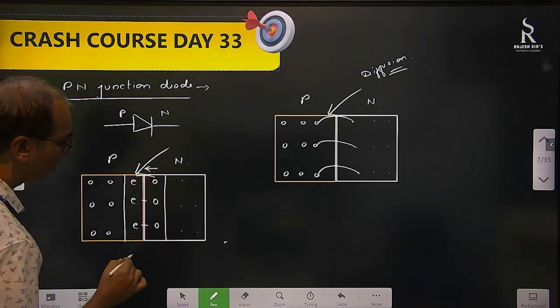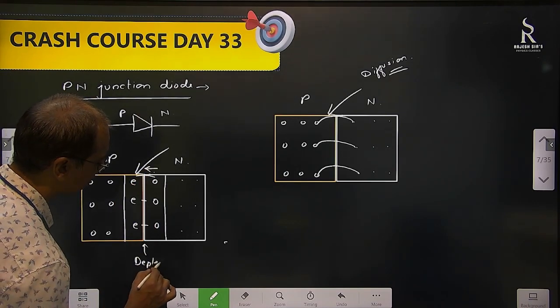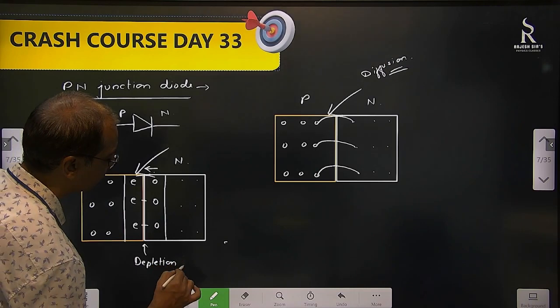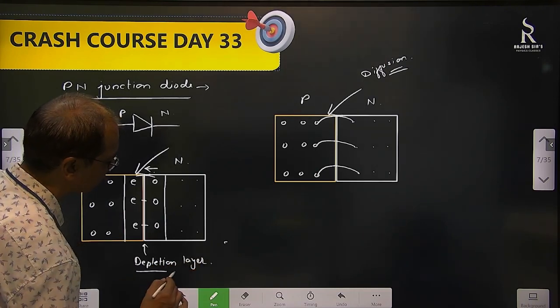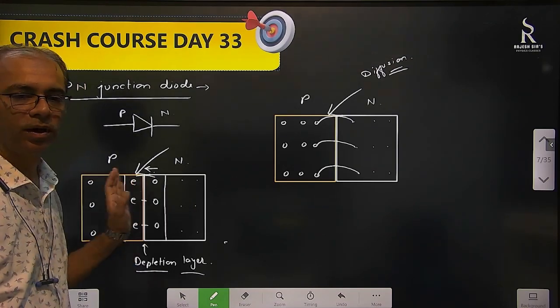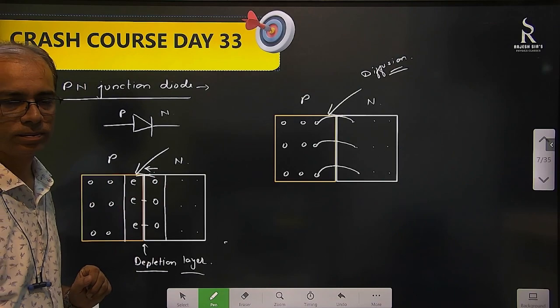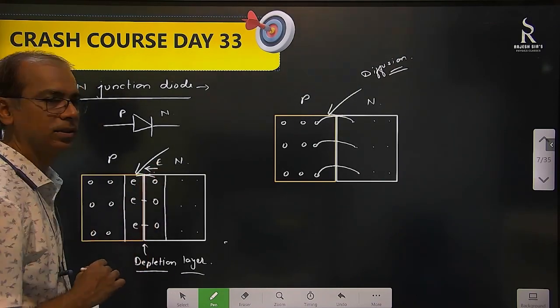And this here is called the depletion layer. Depletion region you say, or depletion layer you say. This is created. Now what is this going to do? This is going to oppose the further motion of these electrons, because this is an electric field now. The electric field is like this.